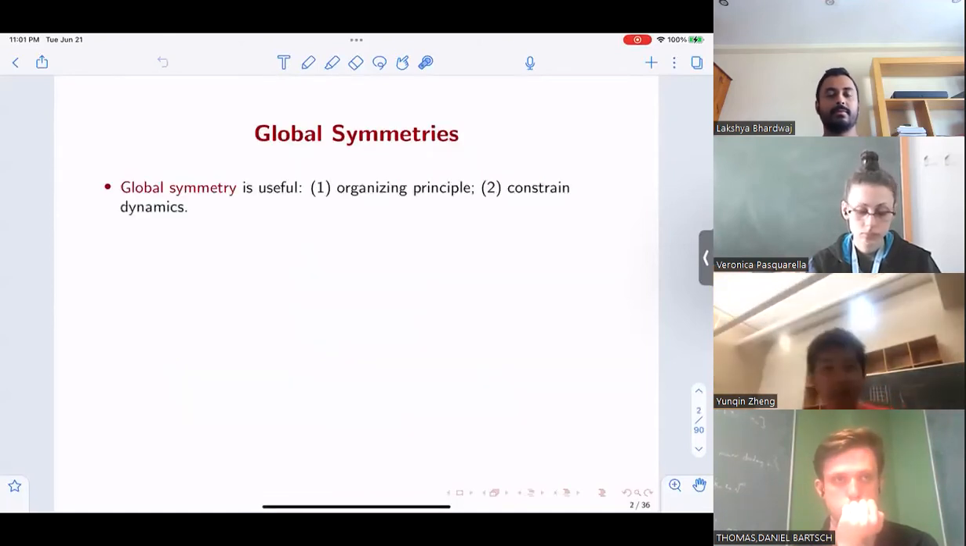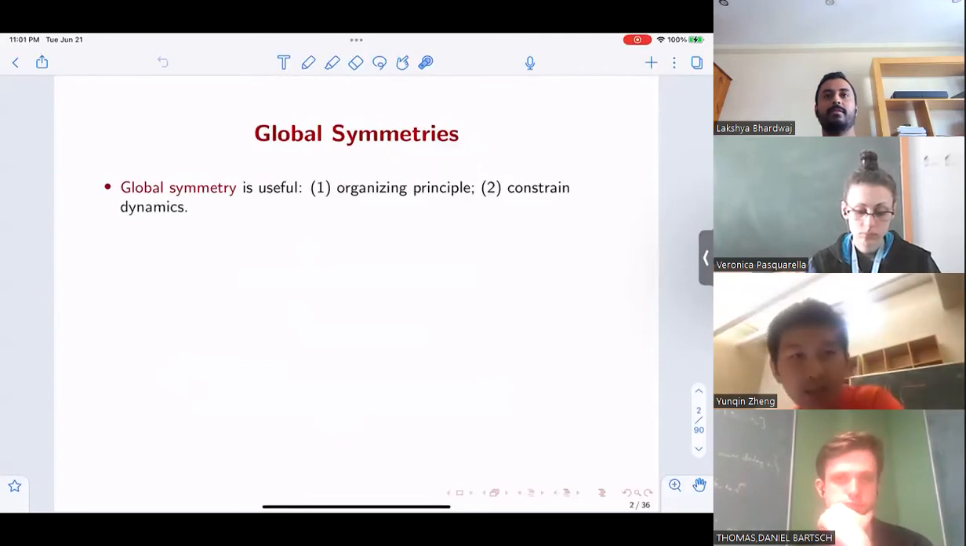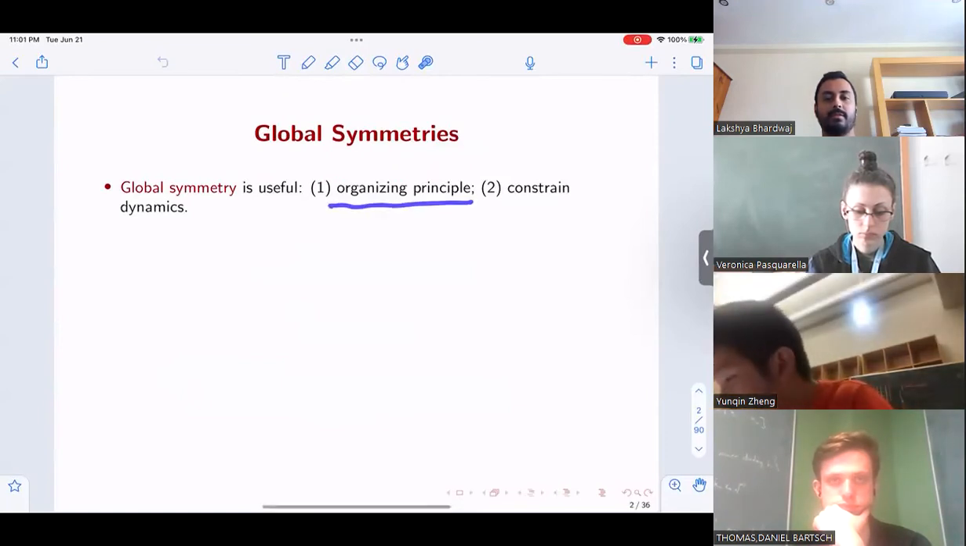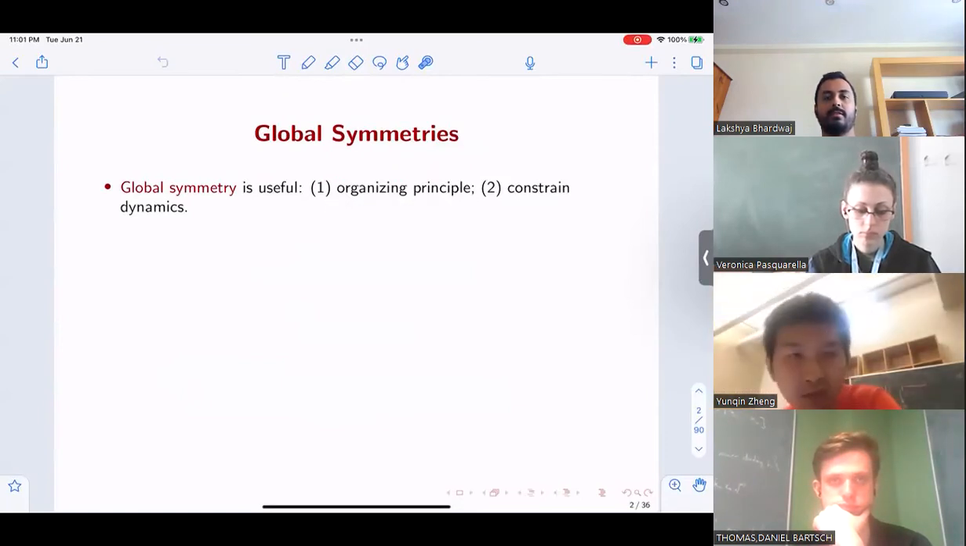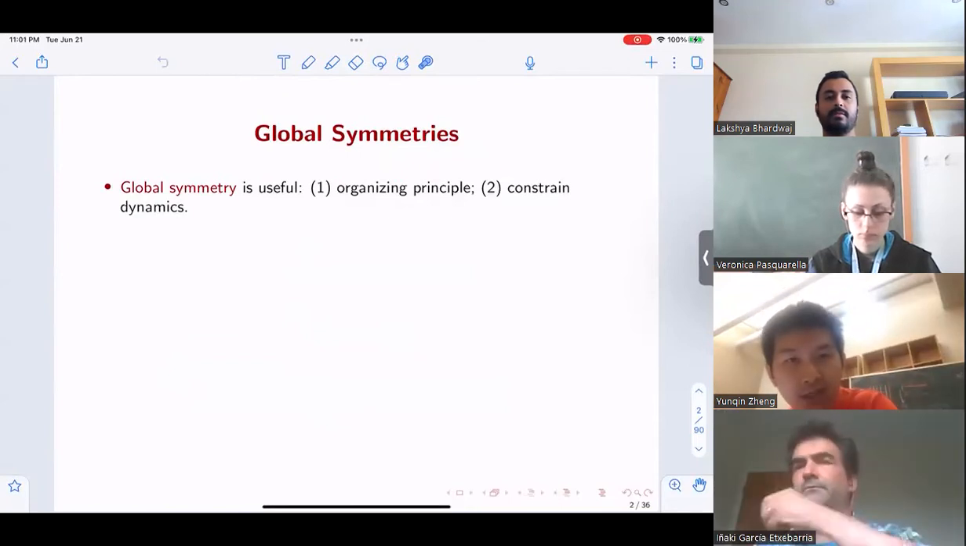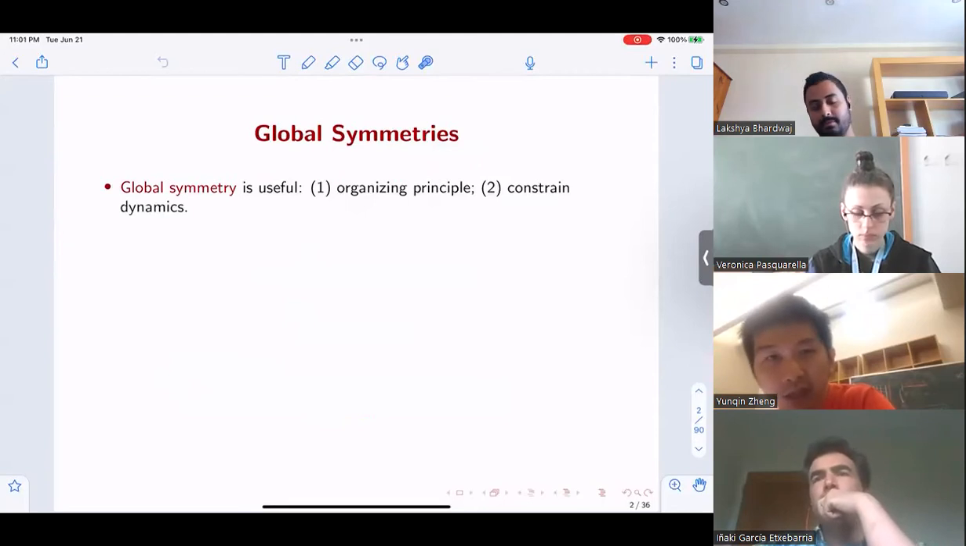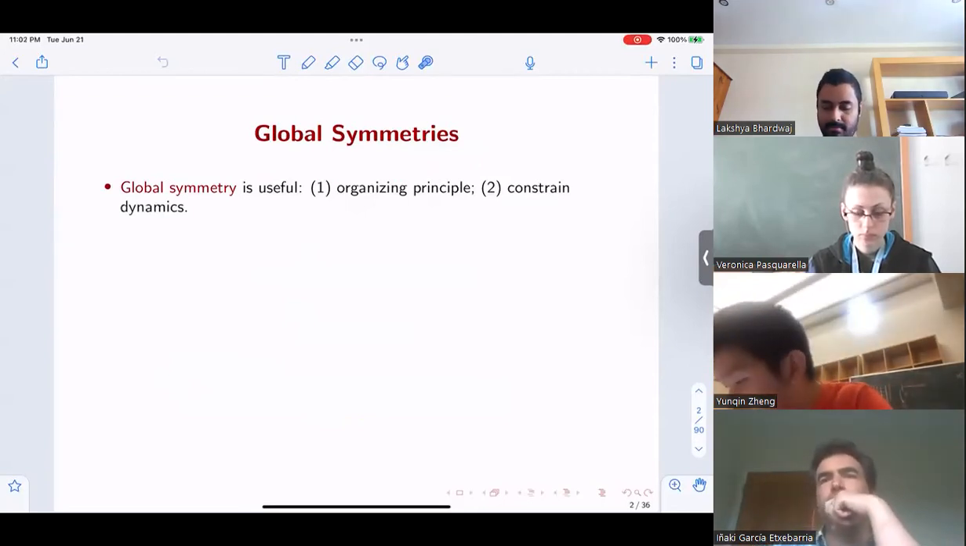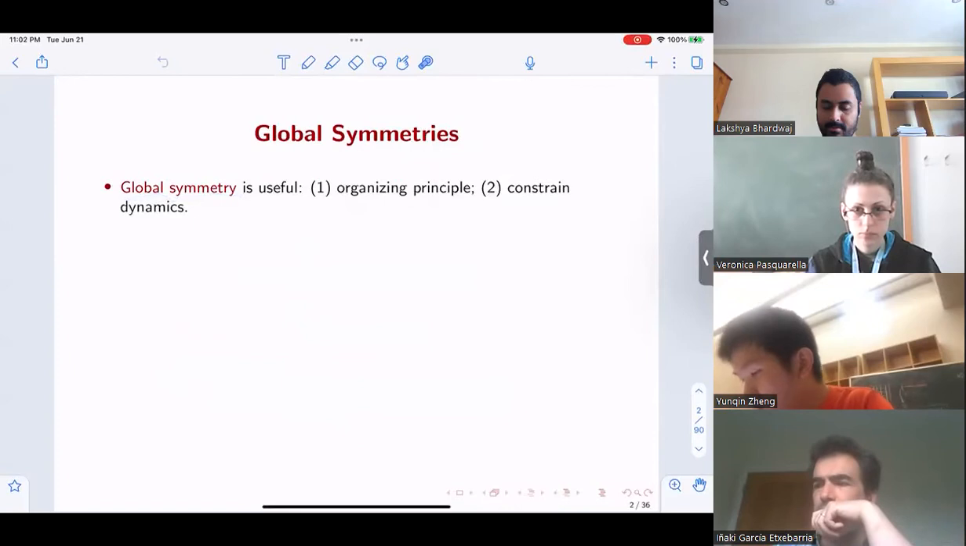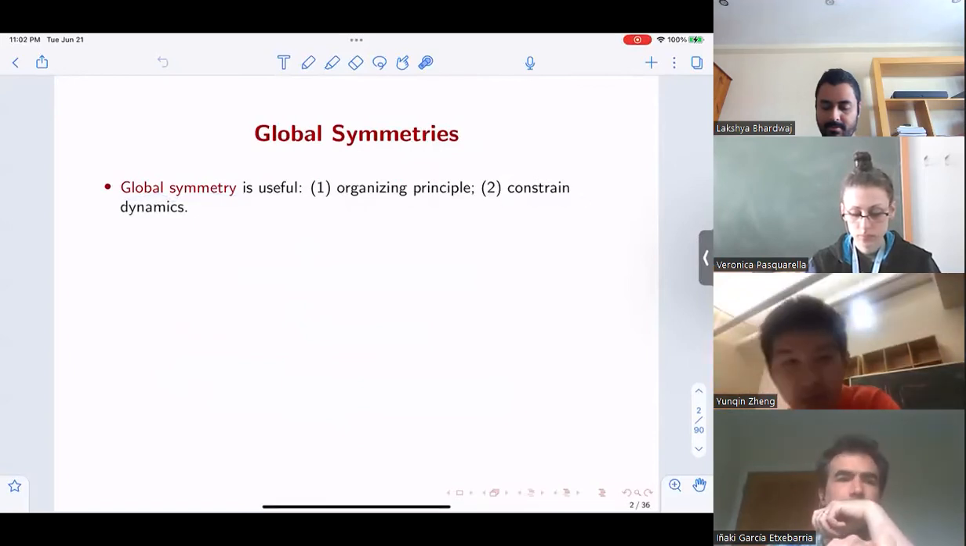So let me start by talking about global symmetries. There's no doubt that global symmetry is very useful. First of all, it provides us an organizing principle for studying the operators and the states in quantum field theory. And also, especially when there is a 't Hooft anomaly, the global symmetry together with the 't Hooft anomaly provides strong constraints on the dynamics.